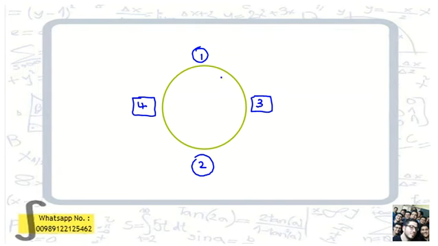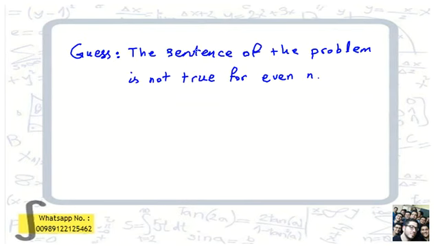When we select 3, 1 and 2 would change, and 1 and 2 are less than 3. When we select 4, 1 and 2 would change, and both of them are less than 4. So we guess that the statement of the problem is not true for even n.